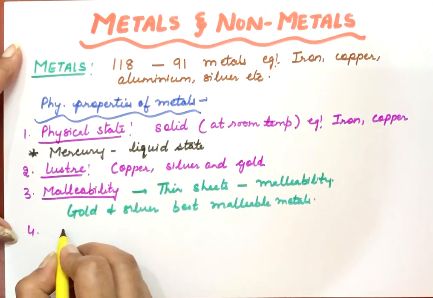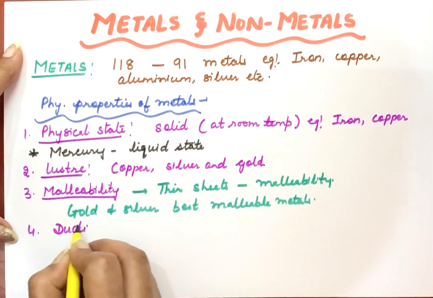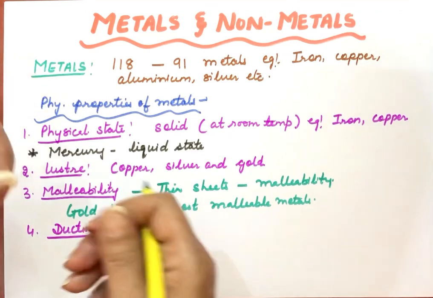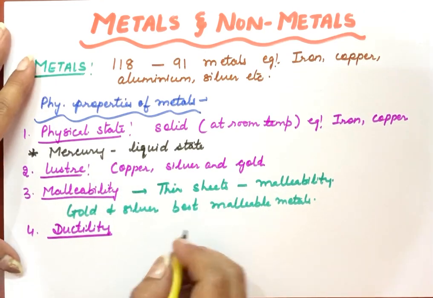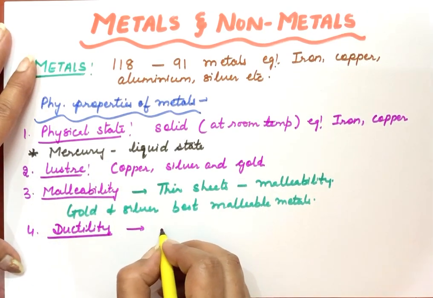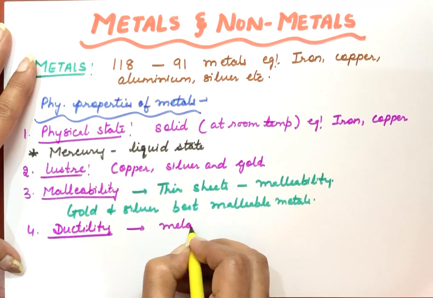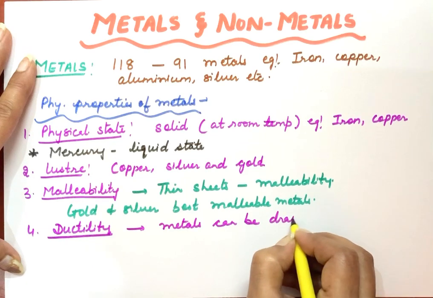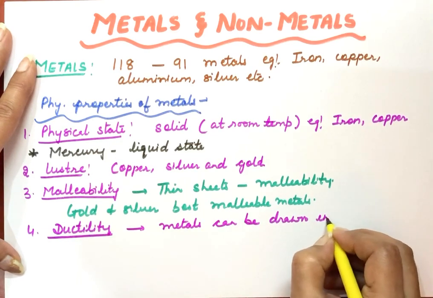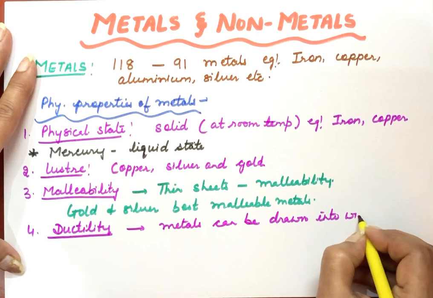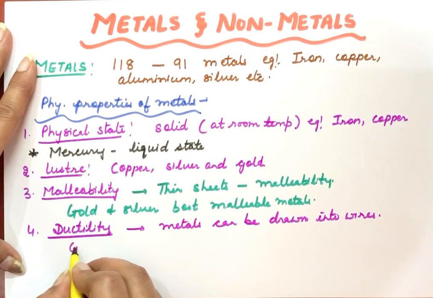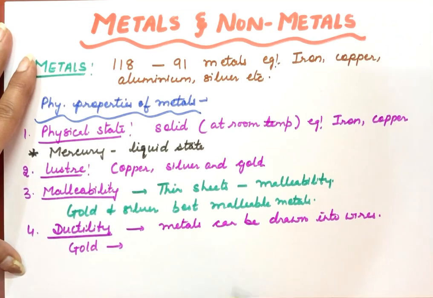Next is ductility. If we pull the metal from both sides, it can be drawn into thin wires. So this property of changing the metal into wires is known as ductility. And the best ductile metal is gold. Gold is the best ductile metal.